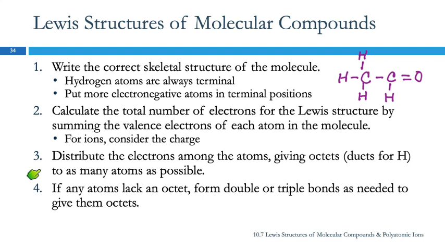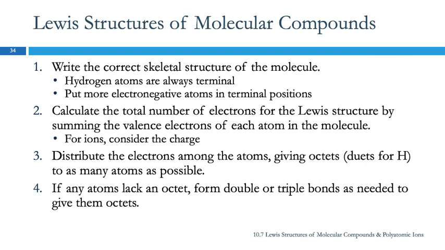Then we're going to take those electrons and distribute them around, and we're going to try to make all the atoms happy. A happy atom has an octet, unless it's hydrogen. Hydrogen just needs a duet. Try to make everybody happy. It's one of the things I like about Lewis structures, is most of the time you can make everybody happy. It doesn't happen in real life. If you run out of electrons before you get octets, that means we need to share more. So then you'll make double or triple bonds as needed. So those are the guidelines.